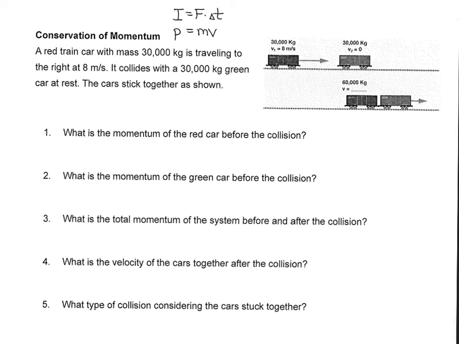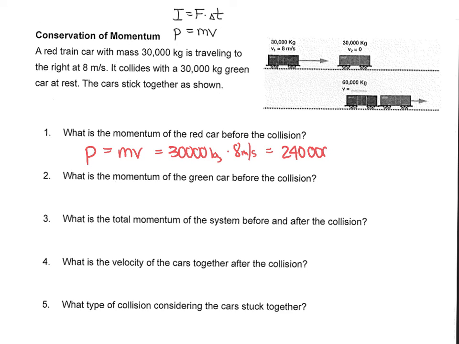You may know already. Number 1, what is the momentum of the red car before the collision? Momentum of the red car, I should do it in red. I have that capability, everybody. I can step up my game. Momentum of the red car is going to be its mass times velocity. So it's 30,000 kilograms, and it's going 8 meters per second. That's going to be 240,000. I did the math in my head. Let's do it. 30,000 times 8. That's right.